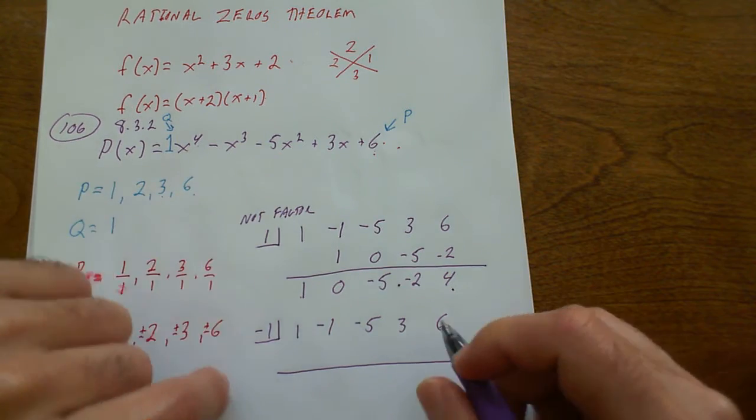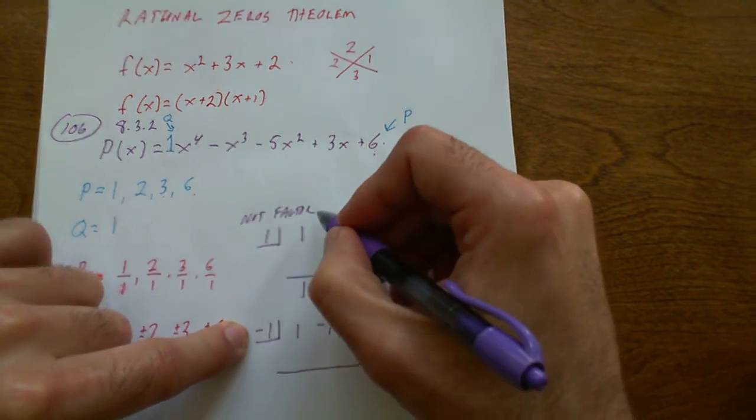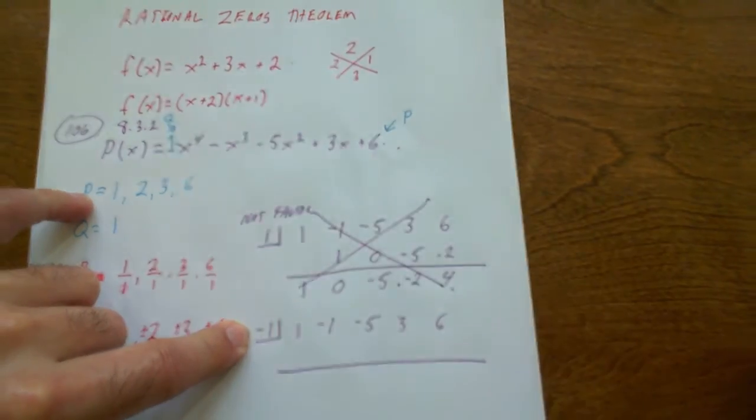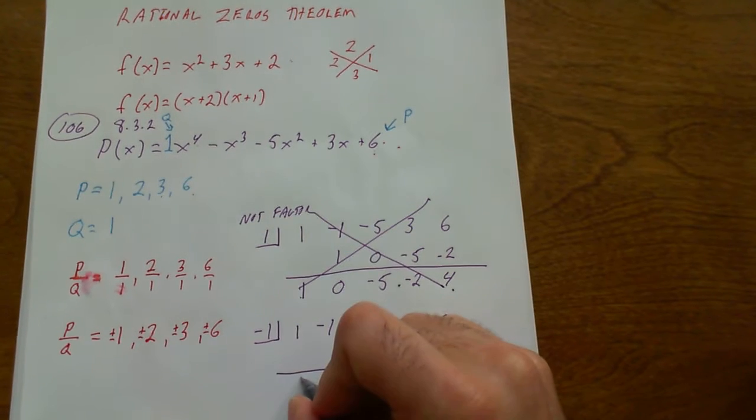Okay, we're going to do the same thing. It's the same thing except for positive 1, now we're going to try negative 1. Positive 1 does not work. So let's try negative 1. Okay, so let's do 1.